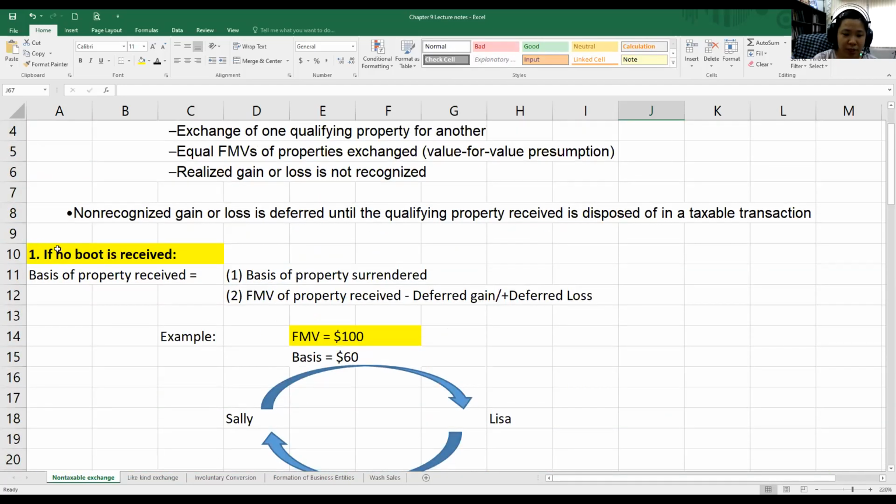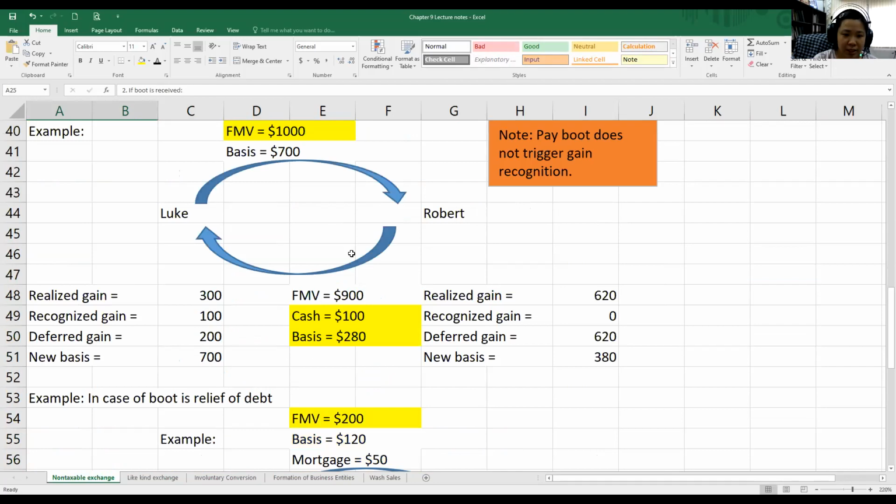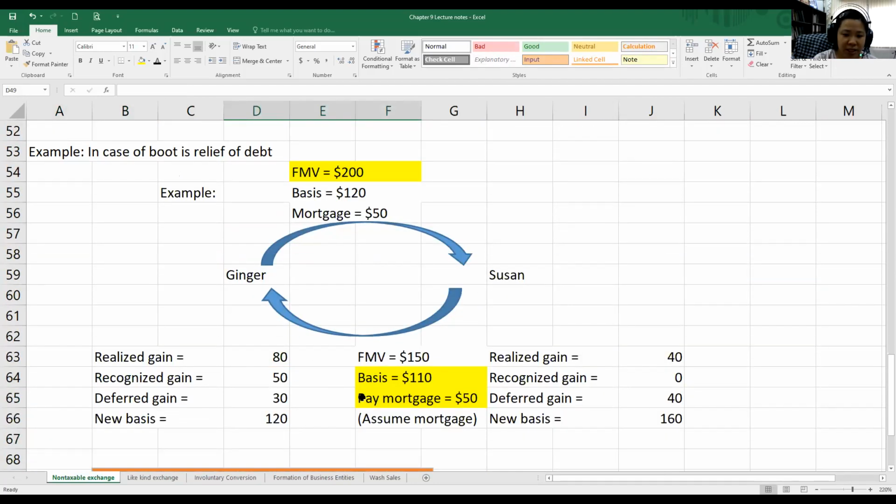You notice there are two situations: when there's no boot and when there is a boot. The boot can be in terms of cash, or the boot can be in terms of debt relief.